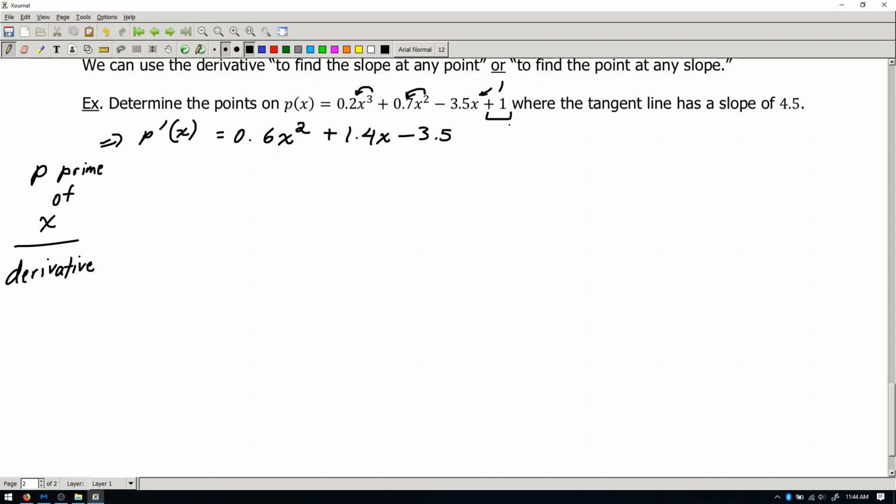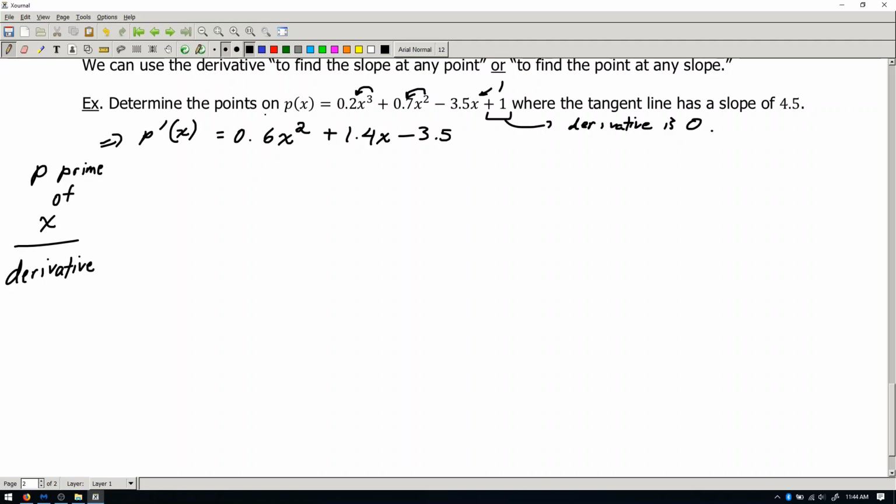Now, the derivative of a constant is always going to be 0. So it's like I'm adding nothing at the end of it. And so in the end, this is going to be my derivative function.